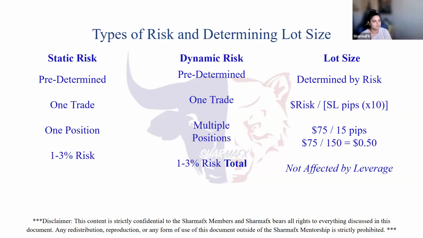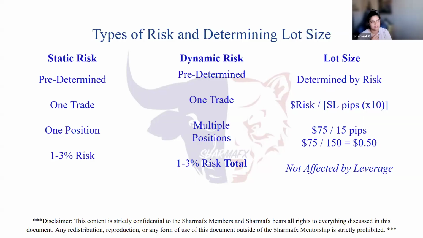So there's risk that's divided up between a static risk, and then you have what they call a dynamic risk. Static risk is what we were just doing here today, for example, where I came in with the 2% risk. I took one position, I took one trade, and then it was predetermined. I knew I was going to go in with 2%, right? And then you have your dynamic risk, which is, again, predetermined. I'm taking one trade, but now I have multiple positions. So you're scaling in, you're scaling out.